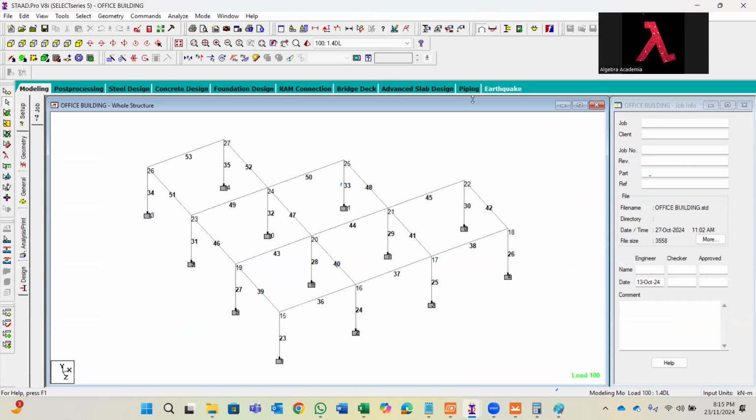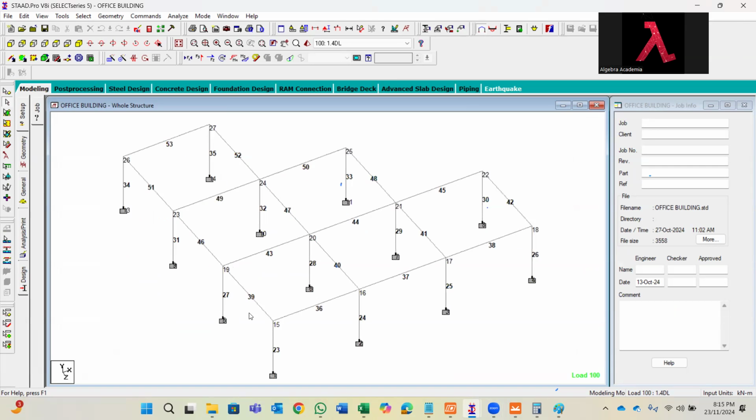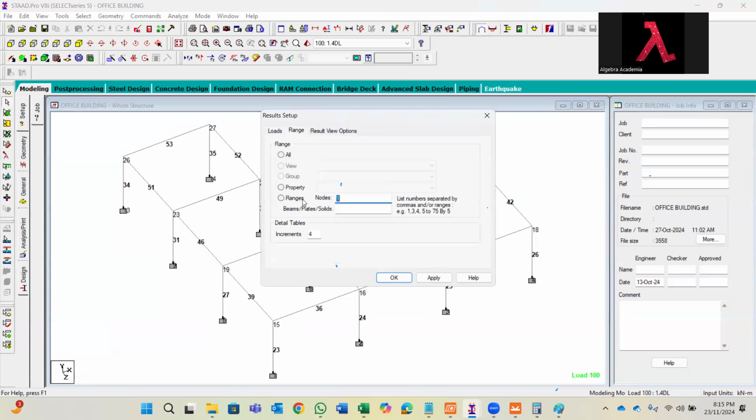So let me design this connection again. This is beam number 36, and I need to extract the beam forces at node 15. Same command. I'm not going to change anything in the commands, in order to avoid confusion. There is a command called result setup. In the ranges, instead of node, I will type the beam number, which is 36. But I need node number 15.